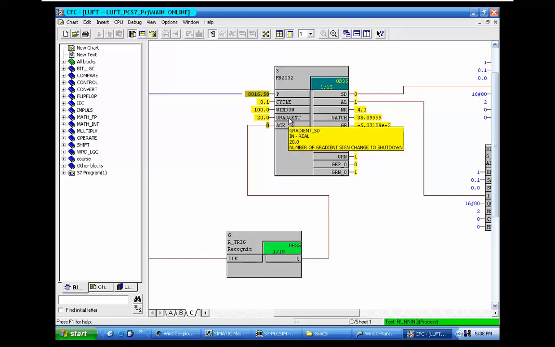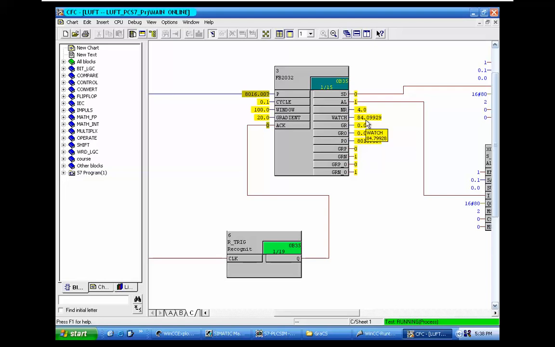We consider the max number of gradient changes that causes the shutdown is 20, and the window is 100. So we didn't reach the shutdown threshold. I consider 0.2 multiplied by the max number of gradients, that is 4. The window is 100. We didn't reach the max of 20. 4 is sufficient to generate the alarm.